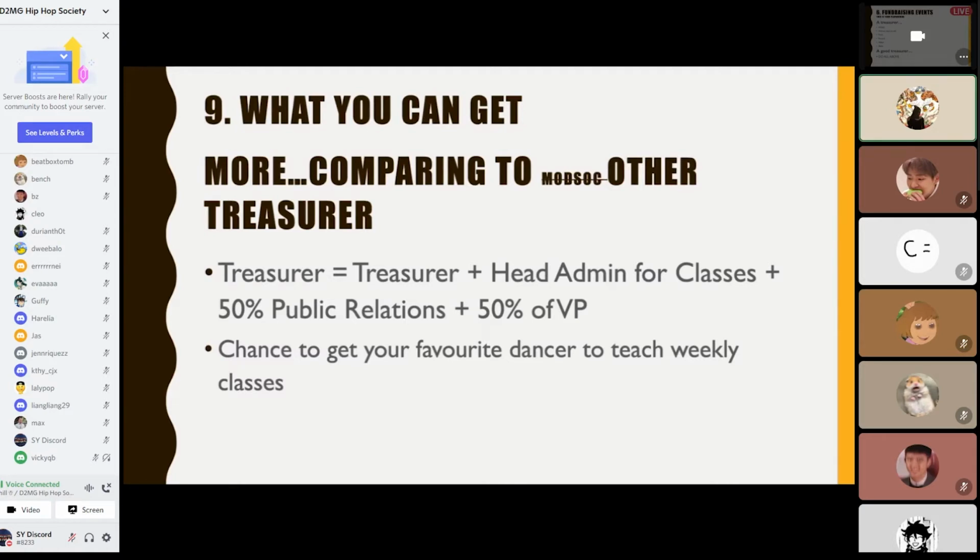But yeah, for D2 treasurer, basically a treasurer equals a whole treasurer plus a whole head admin for classes, plus 50% of public relations and plus 50% of VP. So what does that mean? Basically, you are a treasurer, but you're more than a treasurer. You're not only in charge of money, but you're also in charge of the classes, and you also have to deal with ARC and all the sponsors and probably more societies out there.